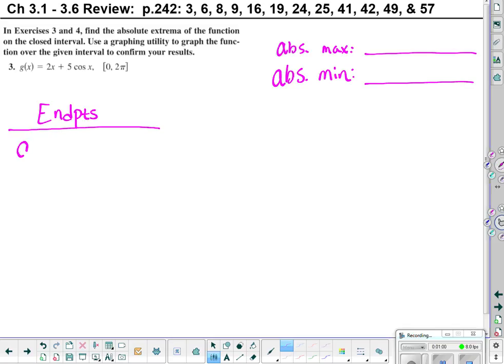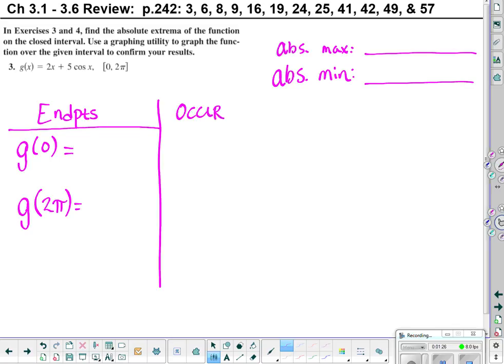So what I need to do is evaluate my endpoint 0, find out what its y value is by plugging it into g, and also evaluate g at 2 pi, the right endpoint. That is simply plugging it in and getting a value. The other possibility is that absolute min and max occur at our relative mins and relative maxes, or on the critical points. And remember, critical points come from where the first derivative is equal to 0 or does not exist.